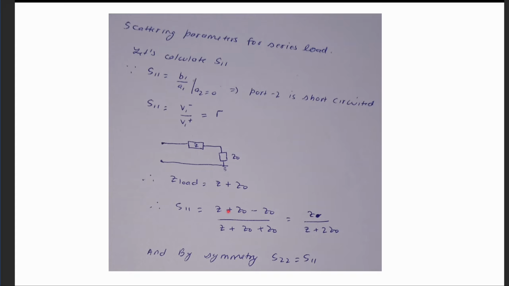ZL minus Z0, where your Z load is Z plus Z0. So you have Z plus Z0 minus Z0, which is the characteristic impedance of the first port, and in the denominator you have Z plus Z0 plus Z0. From here you can directly calculate S11. If you solve this expression, the Z0 and Z0 will get cancelled, and your S11 will be Z upon Z plus 2Z0. Okay, so this is how you will solve.